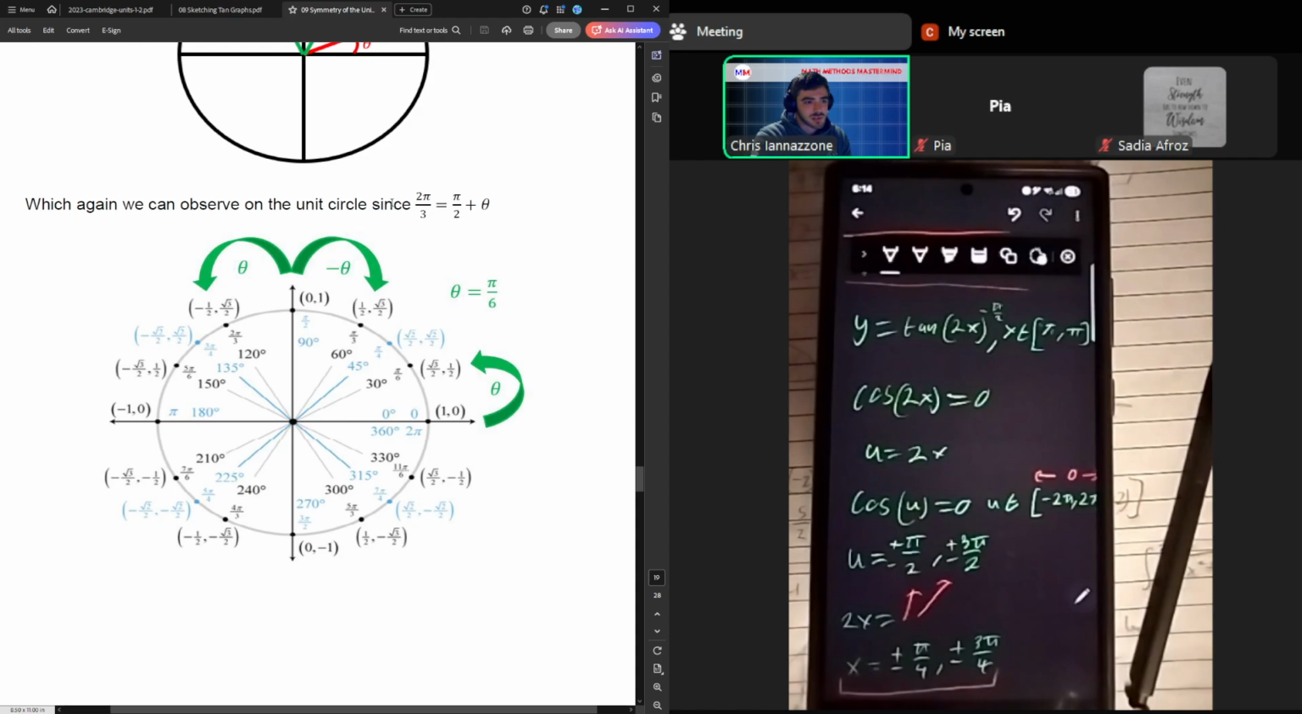And again, we can see that on the unit circle. If you do your pi over 6 angle, then pi over 2 minus pi over 6 gets you to pi over 3, or pi over 2 plus pi over 6 gets you to 2 pi over 3. If you compare those two things, you'll notice the same coordinate, with the exception that the x value is now negative.